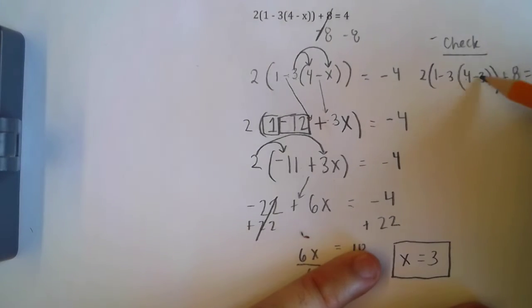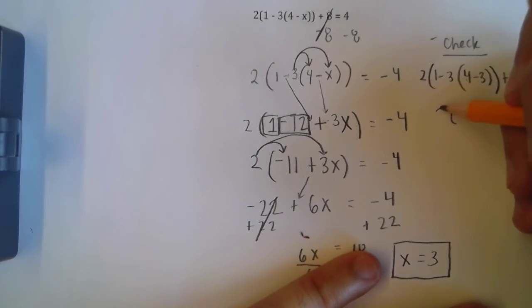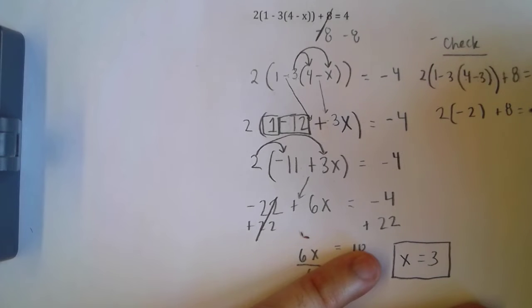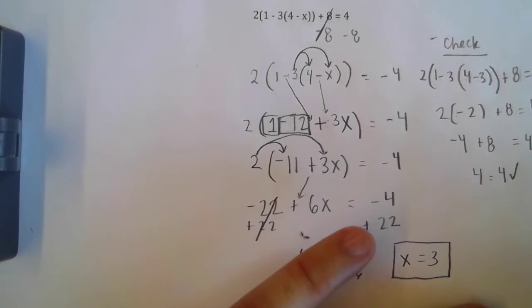Great. So 4 minus 3 is, of course, 1. 1 times 3 is equal to 3. So we have 1 minus 3, which is equal to negative 2. Negative 2 is everything that's in the parentheses once it's simplified. The rest of the equation remains the same. 2 times negative 2 is negative 4, plus 8 should get me to 4. And when you do the math, 4 is equal to 4, so it does check out. I know my answer of 3 is correct.